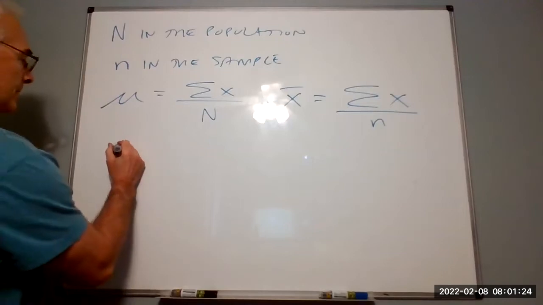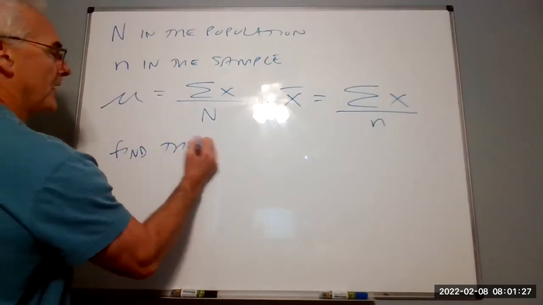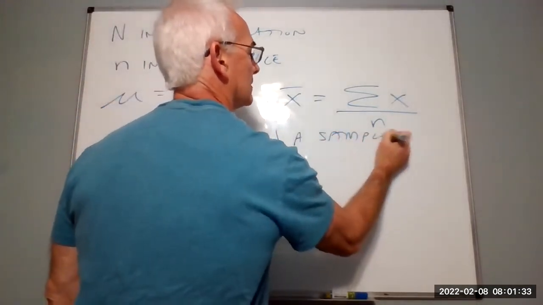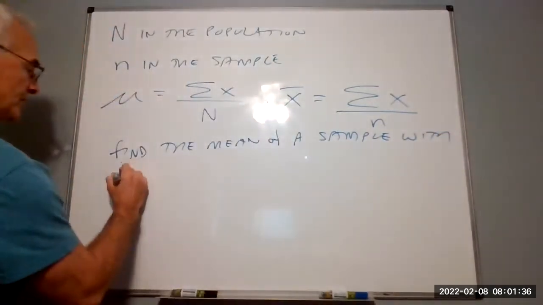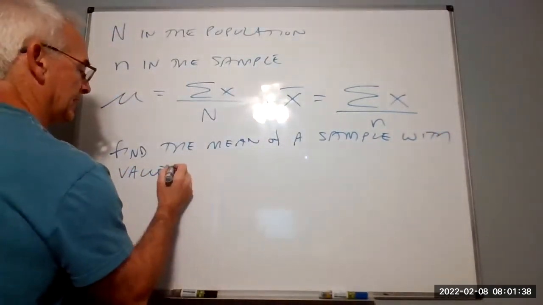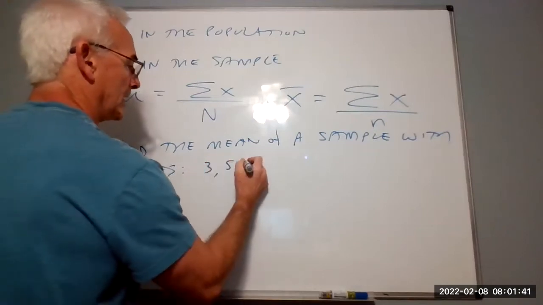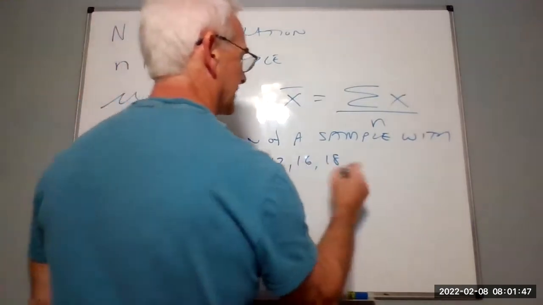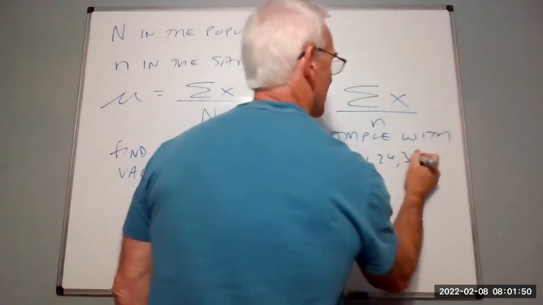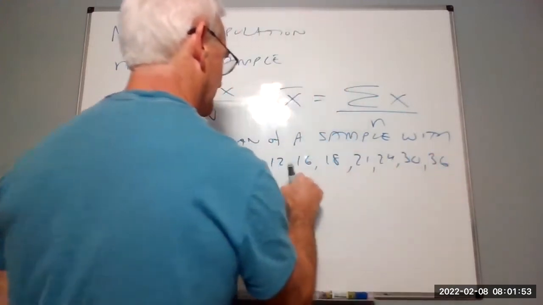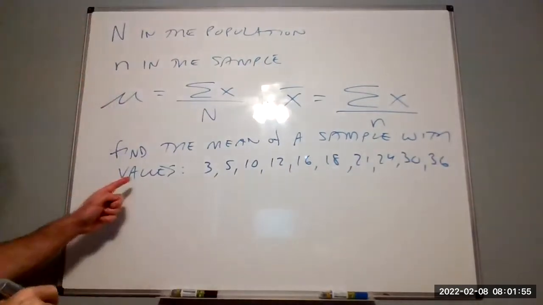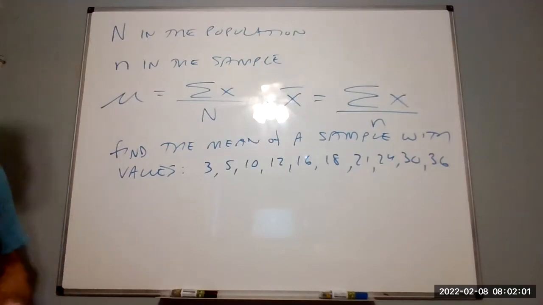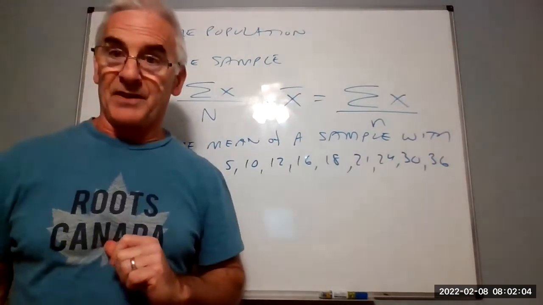So let's suppose I want to find the mean of a sample with values, let's say 3, 5, 10, 12, 16, 18, 21, 24, 30, 36. I want to find the mean of a sample with these values. These could represent whatever you want them to represent. I have a sample and these are the values that I have. I want to find the mean of the sample.